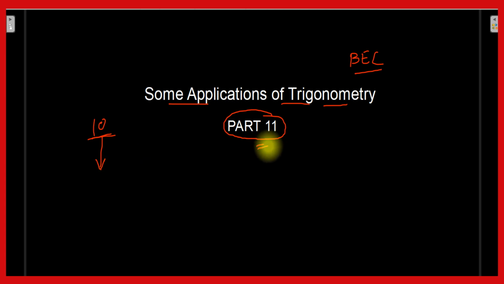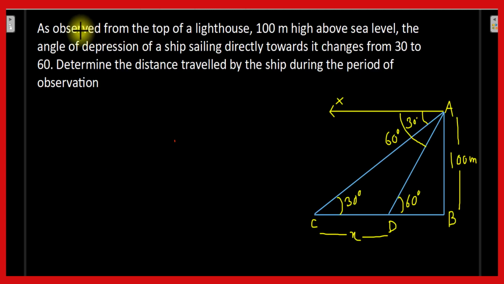Now this is part 11 of some applications of trigonometry. So let us move to the first question of the day. Friends, here is a question on the screen. As observed from the top of a lighthouse 100 meter high above the sea level, the angle of depression of the ship sailing directly towards it changes from 30 degrees to 60 degrees. Determine the distance traveled by the ship during the period of observation.